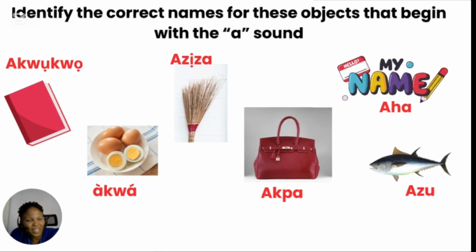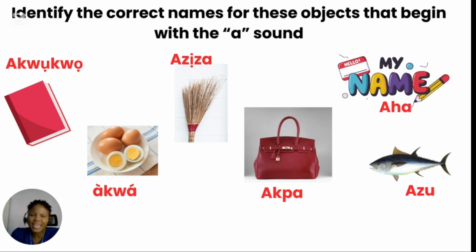So we have that the book is what we call akwụkwọ, the eggs is what we call akwa, the broom is what we call aziza, the bag is akpa, and aha is name. Azụ is fish. Did you get it right? Give yourself a round of applause.